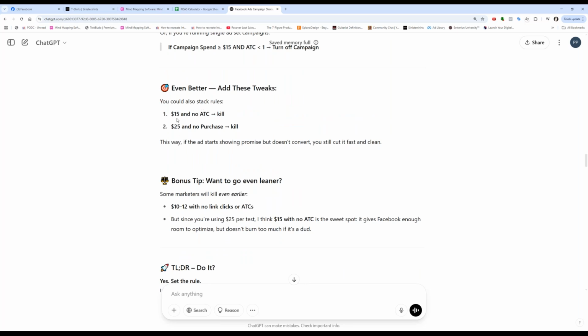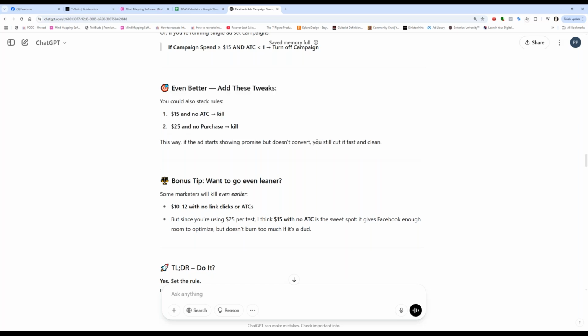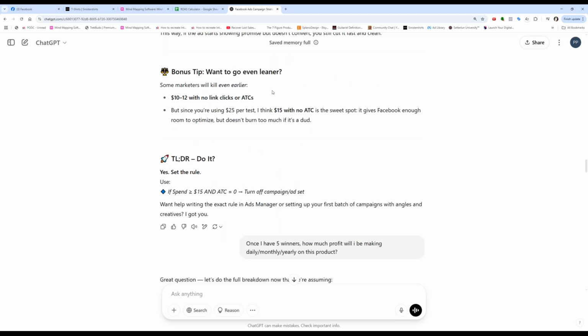You could also stack rules. $15 no add to cart, kill. $25 no purchase, kill. This way, if the ad starts showing promise but doesn't convert, you can still cut it fast and clean. Like, they're taking over my job. I teach people how to run ads, and AI is now teaching people how to run ads. I don't really like that, but I love it at the same time.